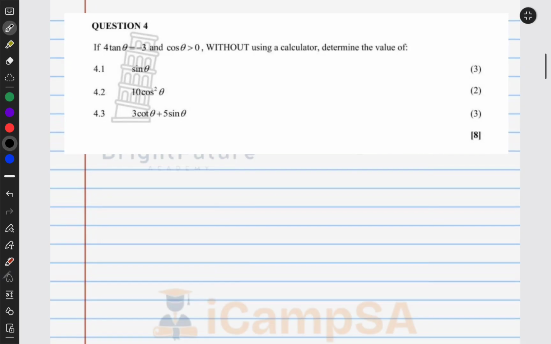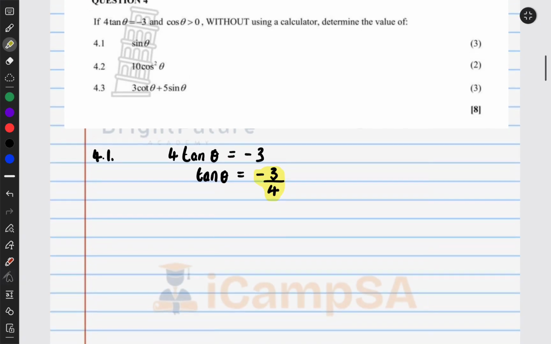So for 4.1, we are looking for sine theta, and we are given 4 tan theta is equal to minus 3. Okay, let's rearrange this and make tan theta the subject. So tan theta will be equal to negative 3 over 4. So for this angle theta, the ratio of tan is negative. So we have to determine in which quadrant tan theta is negative. Let's come here to our diagram. We'll draw a sketch that will help us visualize what is happening. And remember our CAST method.